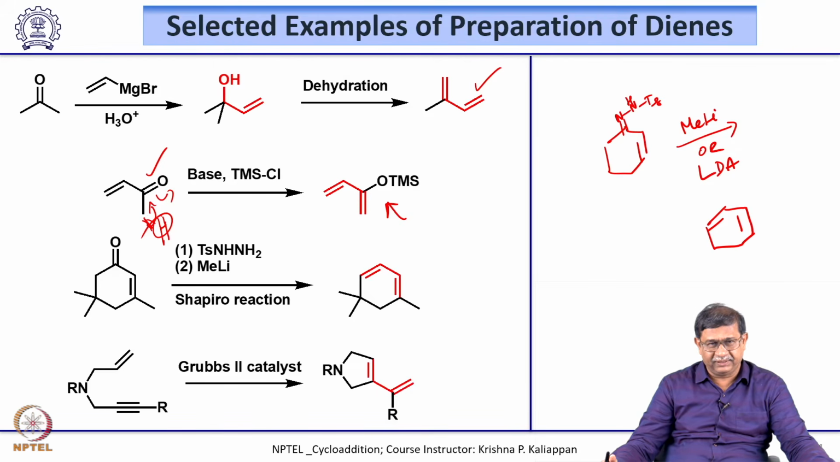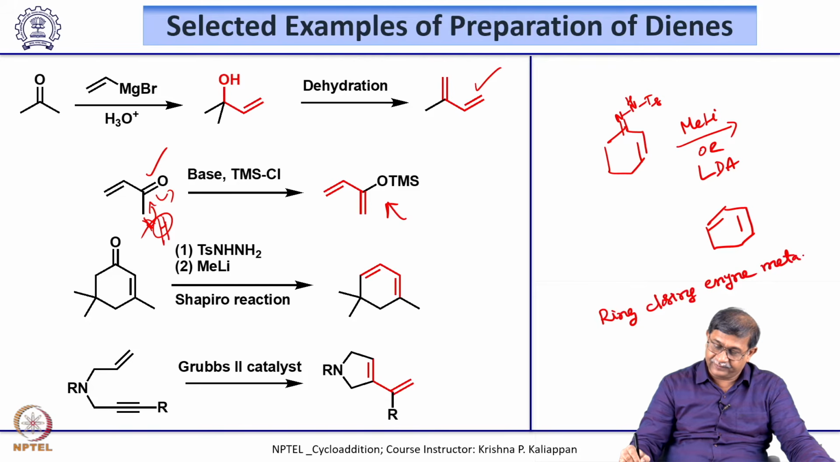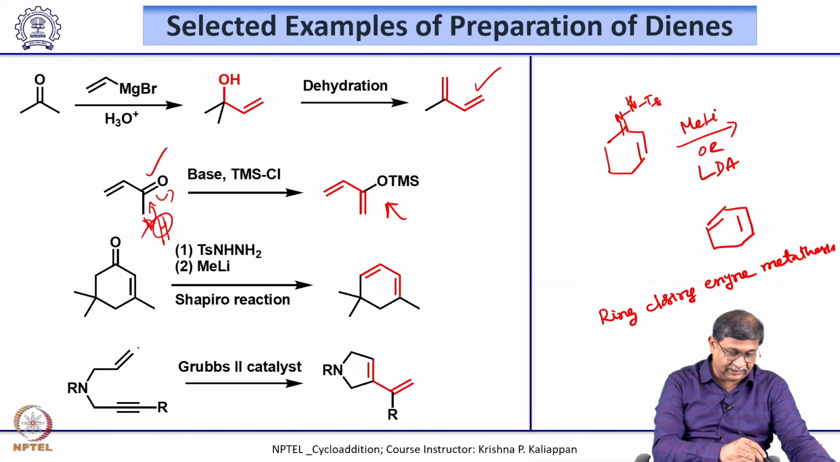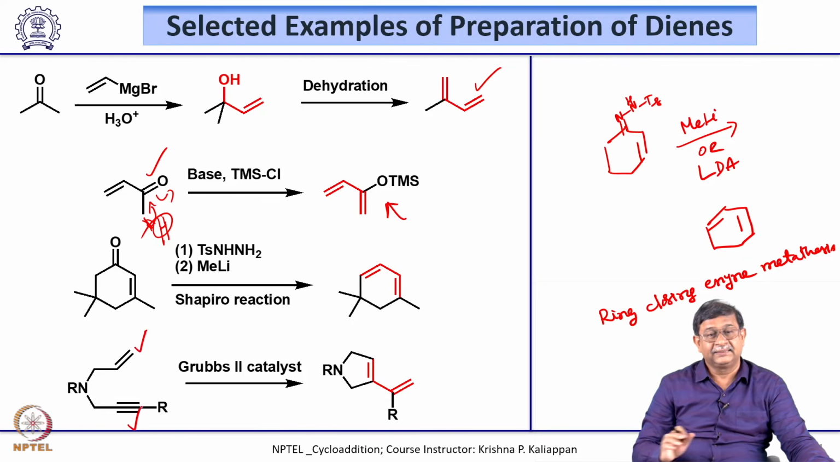And the fourth possibility, I don't know how many of you have studied, is called ring closing enyne metathesis. That means the starting material should have an alkene, you can see an alkene and alkyne. This, upon treatment with ruthenium catalyst developed by Grubbs and others, can undergo a series of 2+2 followed by retro 2+2 to give such dienes. These dienes can be easily used in 4+2 Diels-Alder reaction.